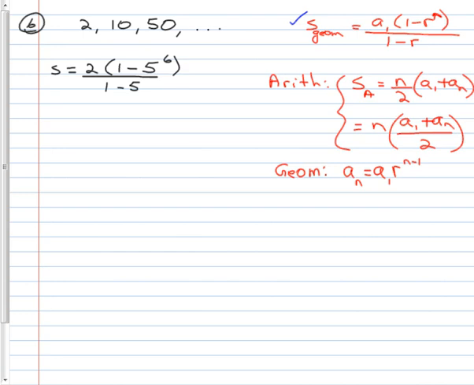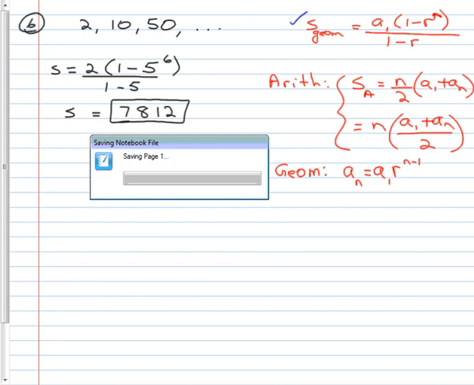I wonder if they took this. Oh. Try it out on your calculator, I guess. What do we get for that sum? So -4 on the bottom. I mean, you could do some simplifying first, but 7,812. 7,812 should be the answer you're getting from that formula.